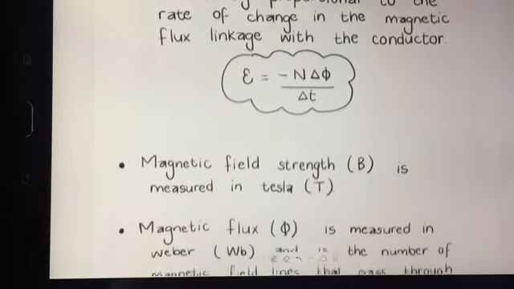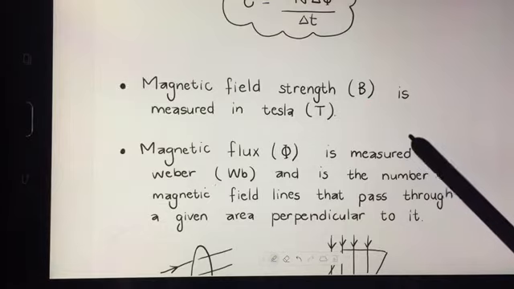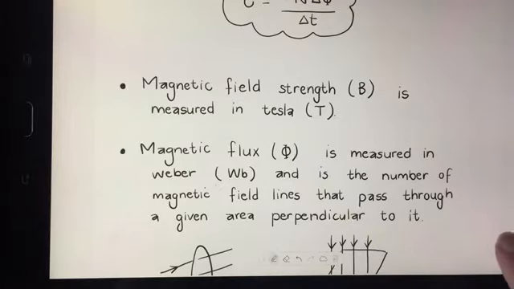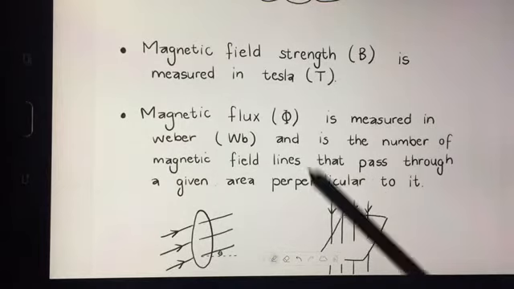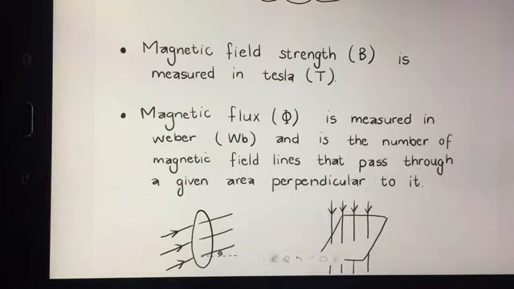So firstly, we all know about the magnetic field strength, and the symbol for that is B. Now, you also just need to know that magnetic field strength is measured in Tesla. Now, what about magnetic flux? Magnetic flux, there's the symbol for it over there, is measured in Weber, and it is the number of magnetic field lines that pass through a given area perpendicular to it.